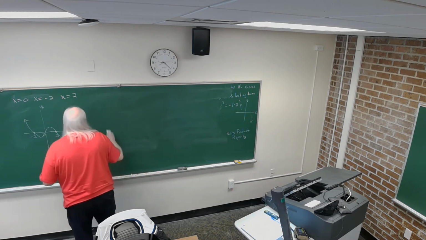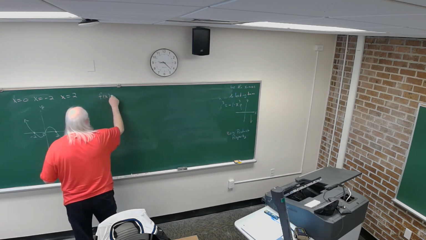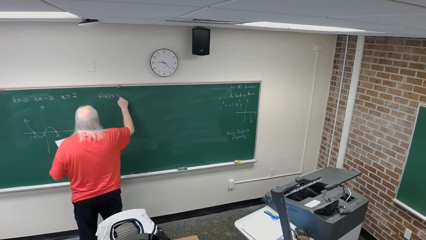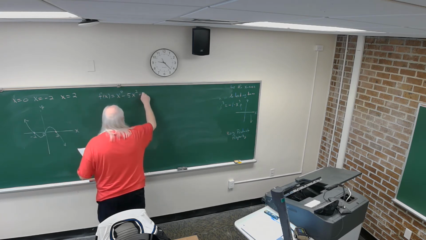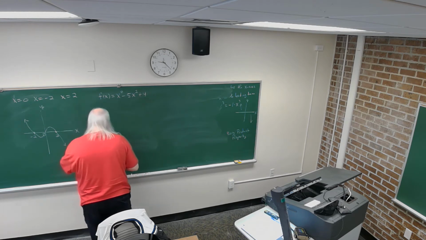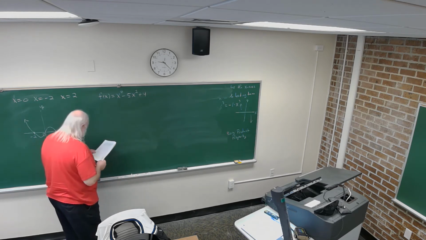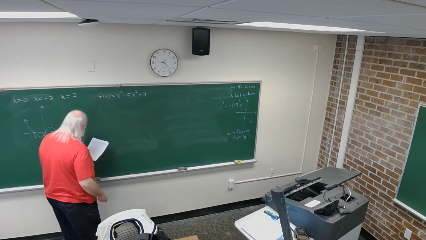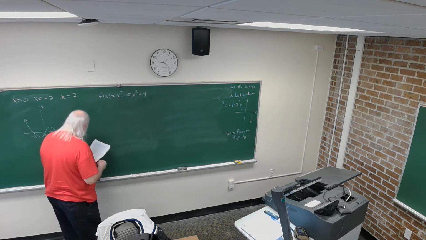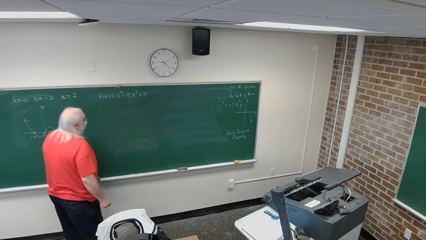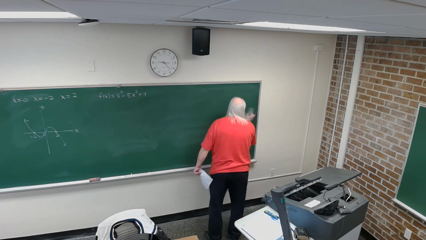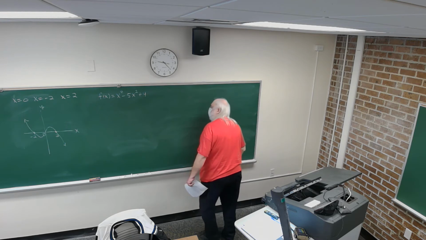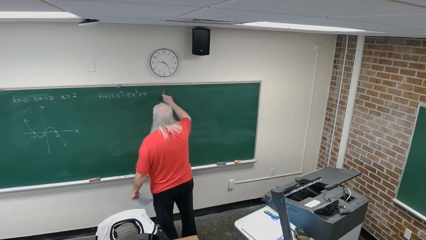In B, we have f of x is equal to x to the fourth minus 5x squared plus 4. Well, the leading term is the term with the largest power of x. In this case, it's x to the fourth.